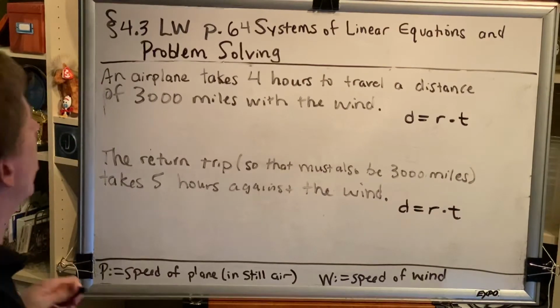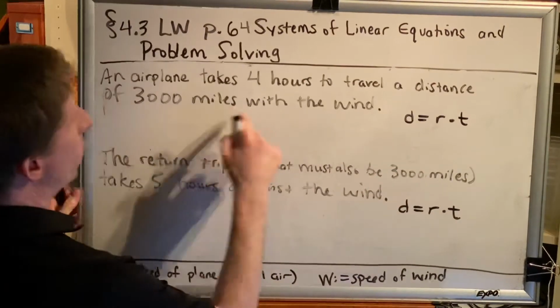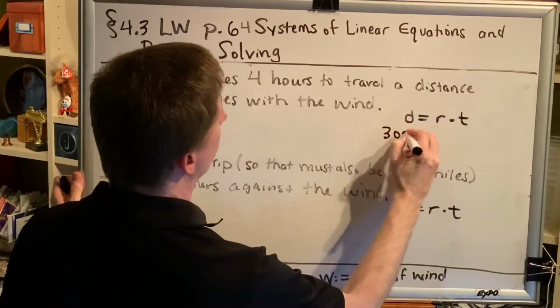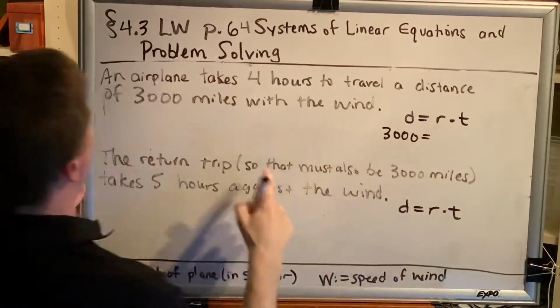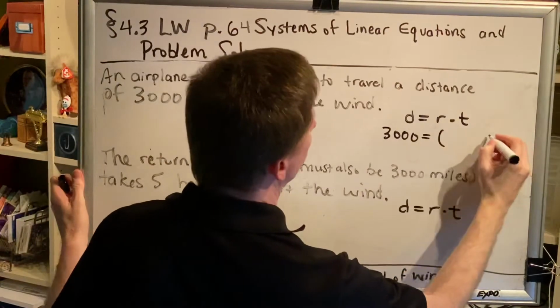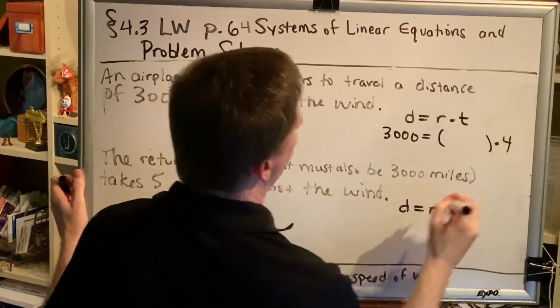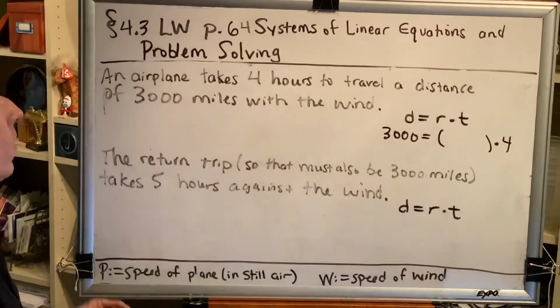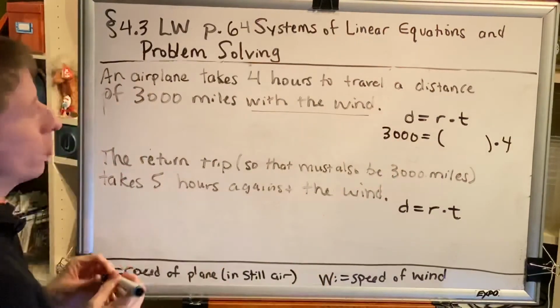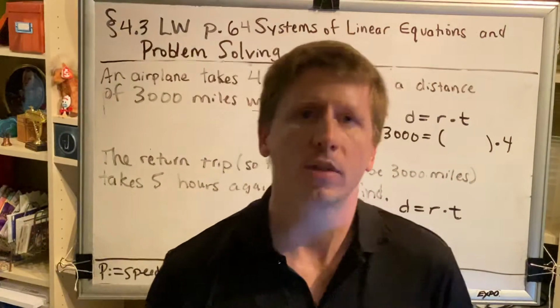All right, let's plug in what we know. D, distance, that's 3,000 miles. Time, that's 4 hours. Now, it's the rate that we have to worry about. And you want to pay attention to the phrase, with the wind. So think about what's going on here.